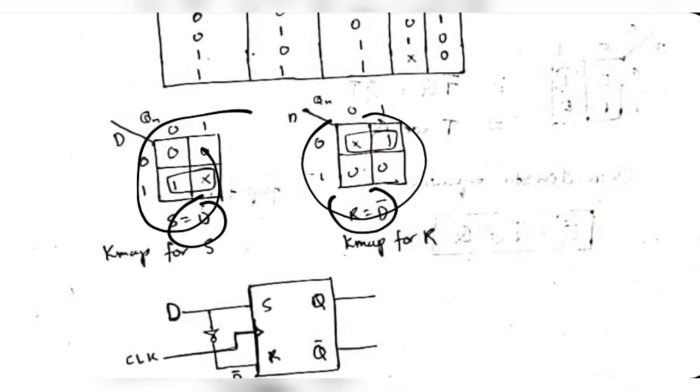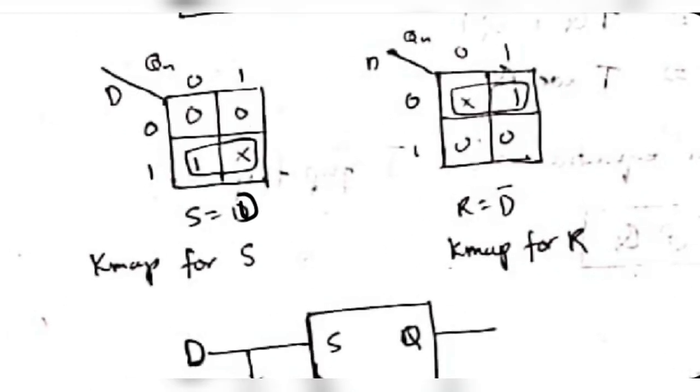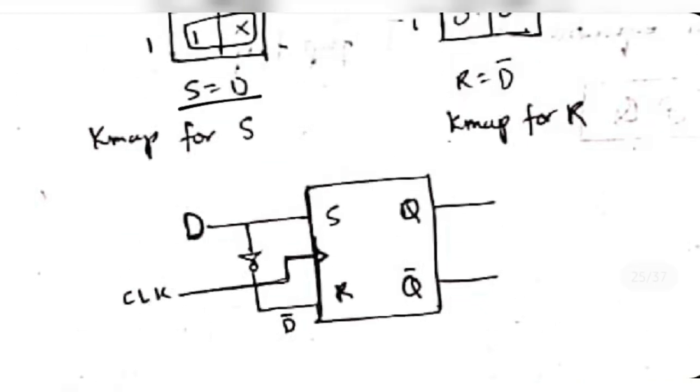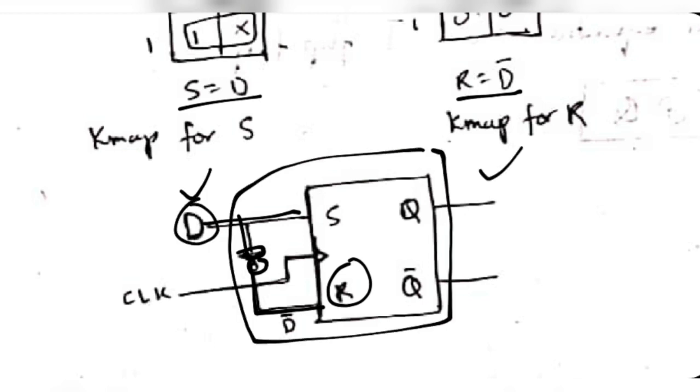Then we get the equations, and in this case we got S equal to D and R equal to D bar. So this SR flip-flop is converted into a D flip-flop. How? D is the input, and according to the equations, S is equal to D, so D will be connected directly to S, and R is equal to D bar, so D bar will be connected to R. This is the input and this is the output. So the D flip-flop is built in place of the SR flip-flop.